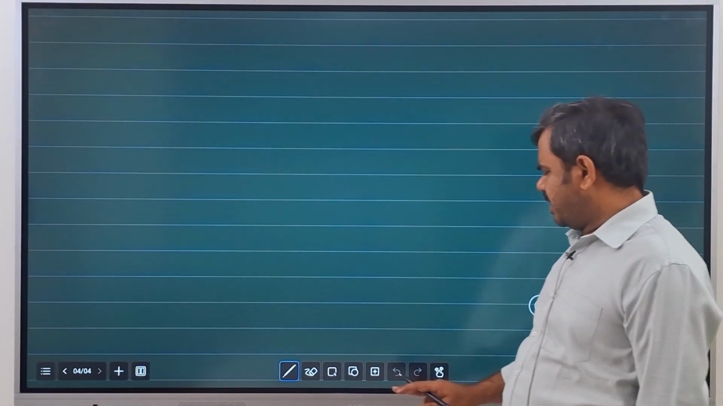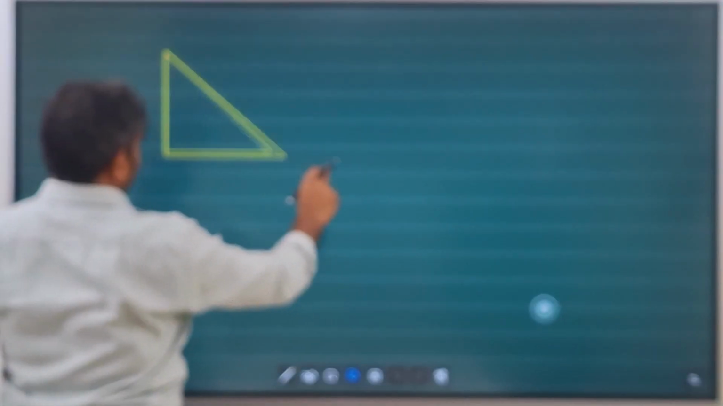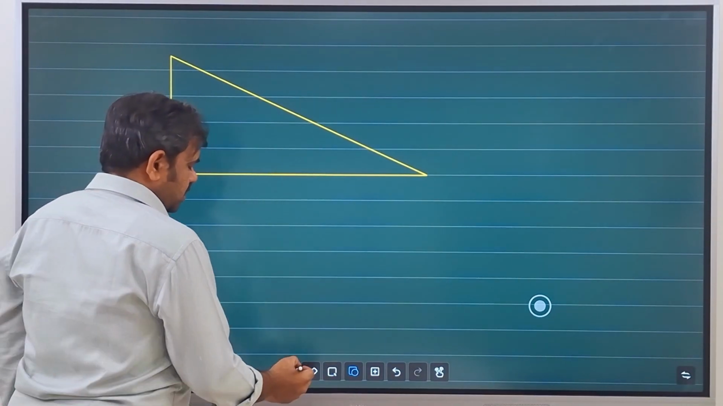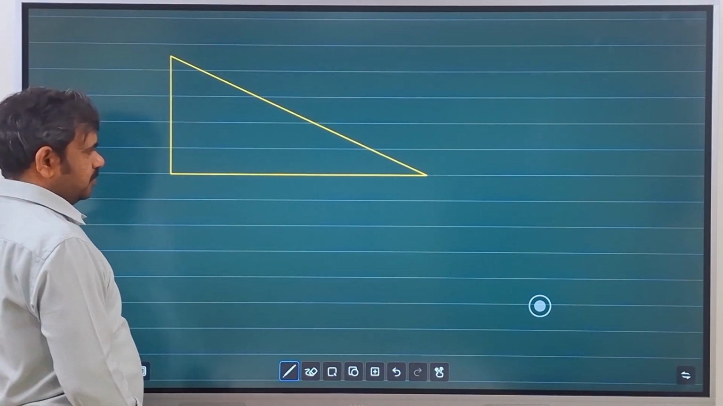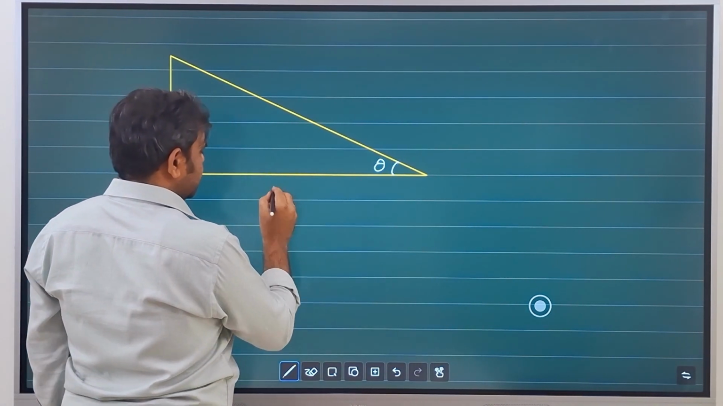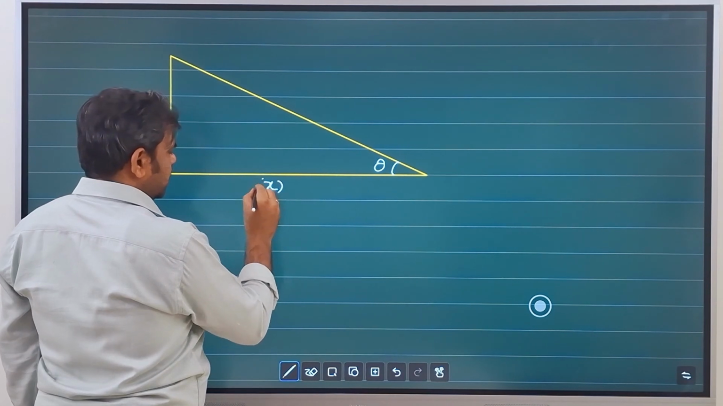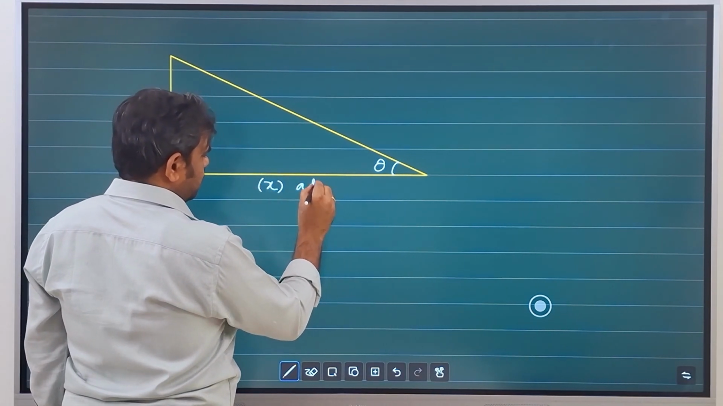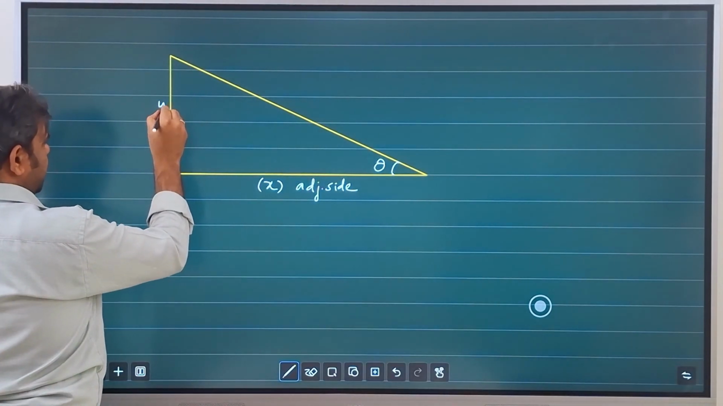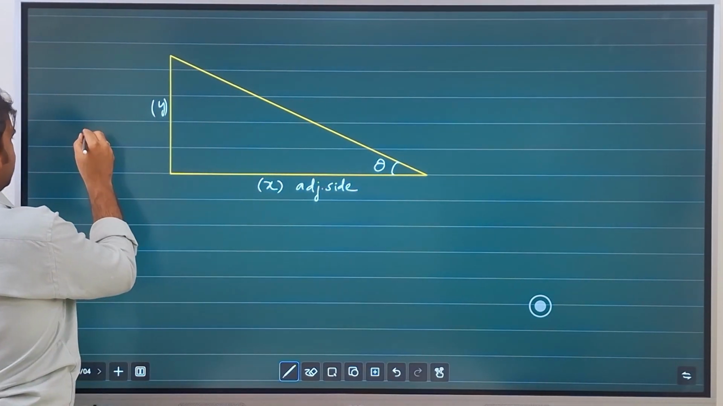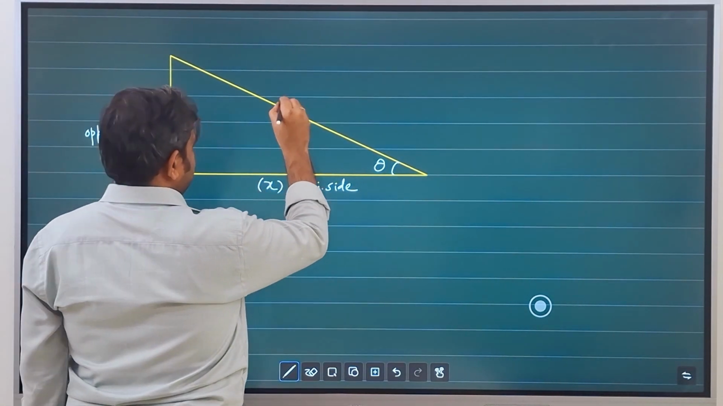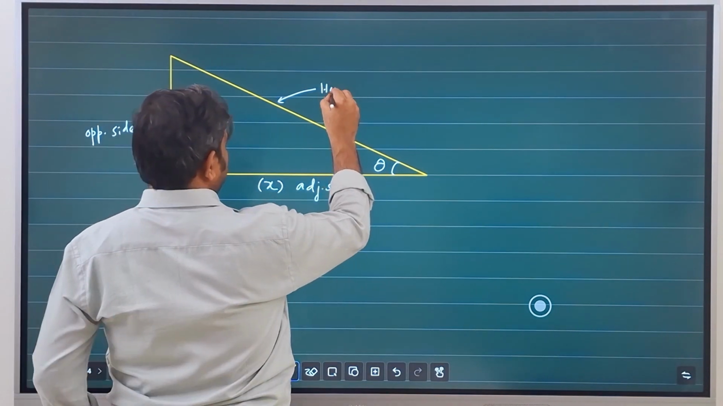We said in a right angle triangle, ratio of sides is a function of theta, function of angle between the sides. We call this adjacent side. We are using the symbol x. And this vertical side is opposite side of angle theta. We are using symbol y for it. Longest side is called hypotenuse.